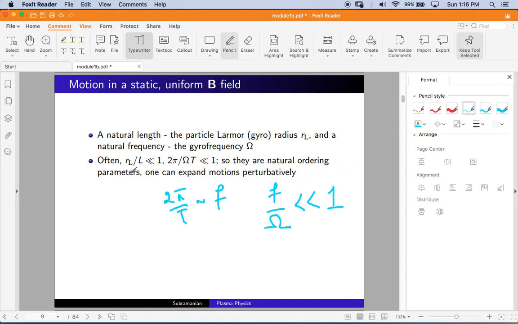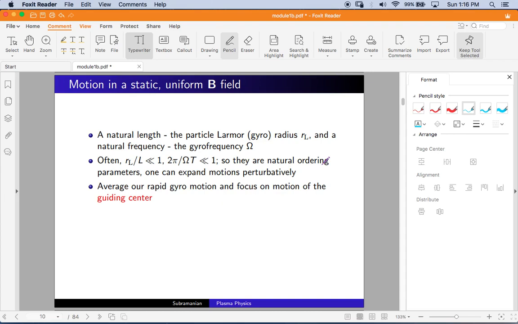If you can identify these kinds of ordering parameters, you can expand the motions perturbatively. We will see what this means. Some of you might already understand what this is saying. You might have come across perturbative expansions in other contexts. So what I mean by this is that we can think of averaging over, like we said in the beginning.